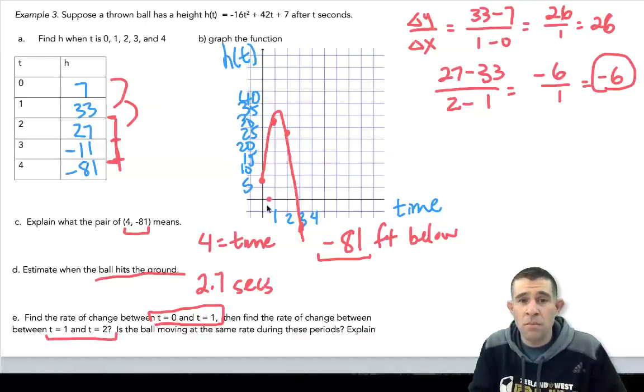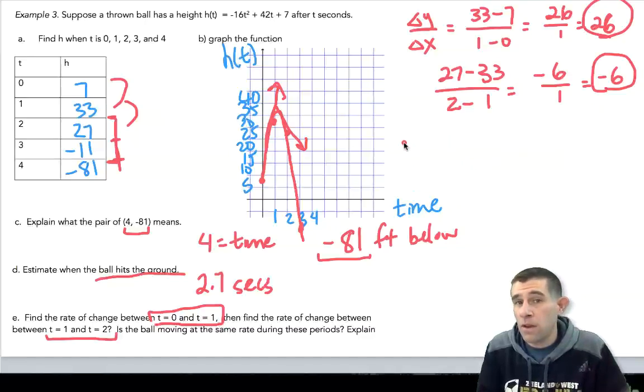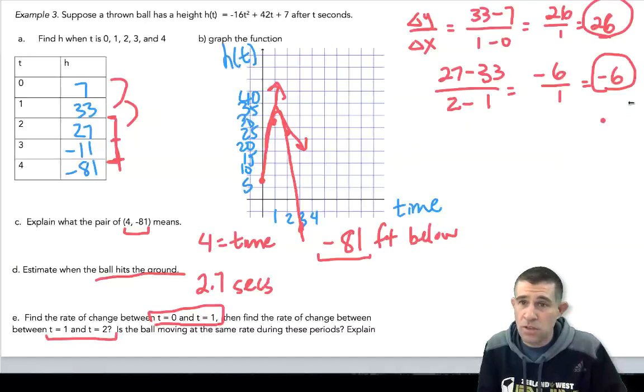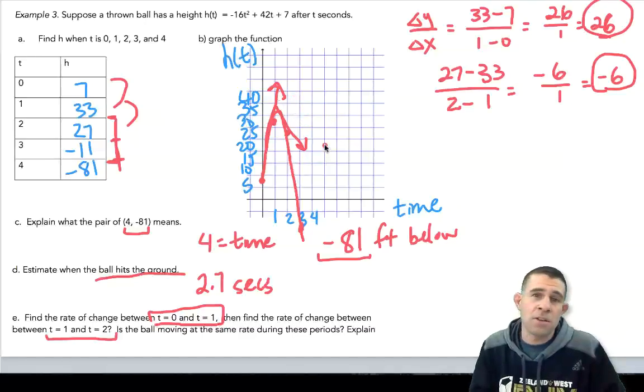That should make sense because between 0 and 1 second, my ball is traveling upwards, so I should have a positive rate of change. And then between 1 and 2 seconds, my ball is traveling down, so I should have a negative rate of change. And therefore, we're going to say that our rates of change are not equal to each other because gravity is having its effect and pulling that ball back down to Earth's surface.